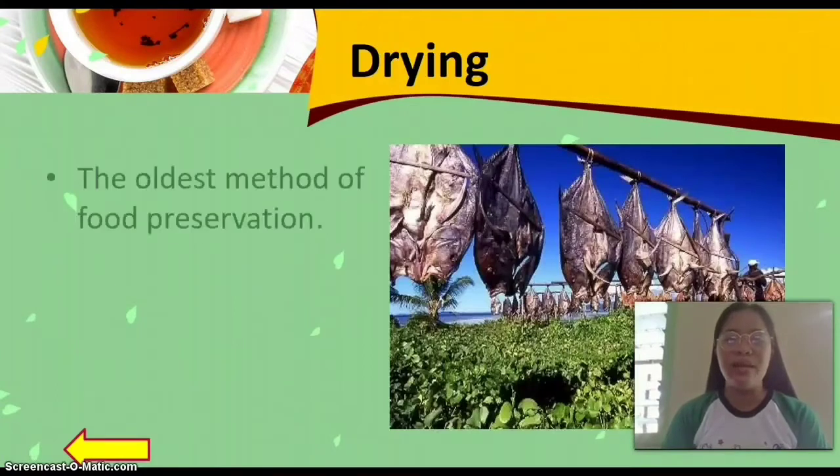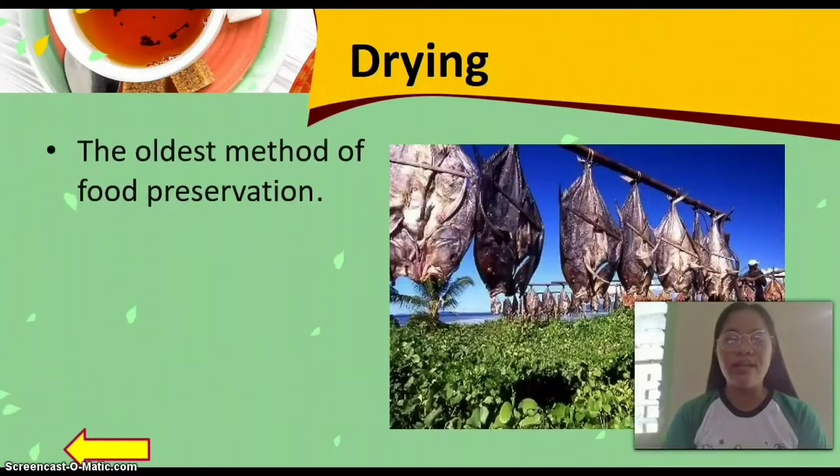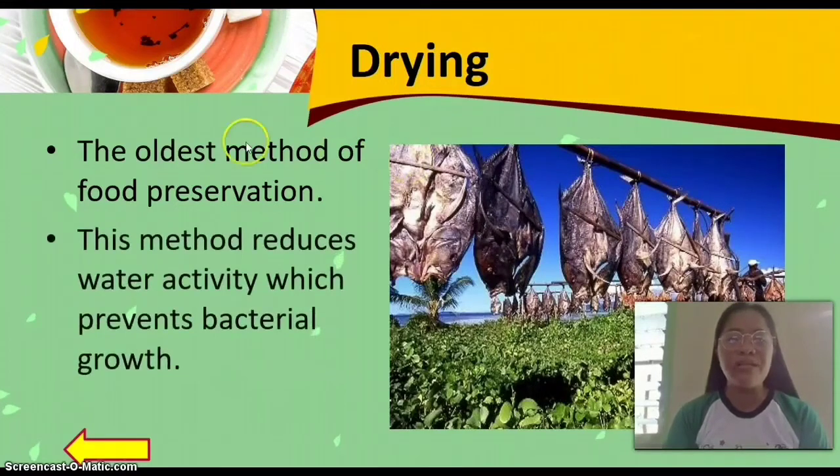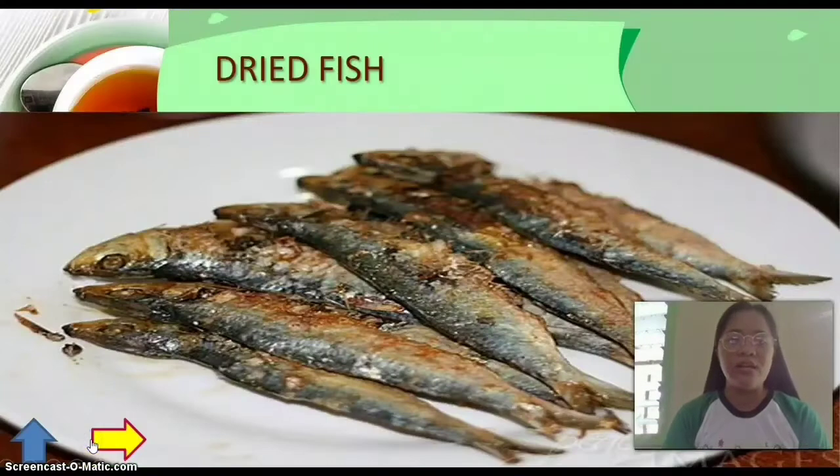Drying is the method which we always use every day. It is the oldest method of food preservation. And the process of drying is you reduce the water activity which prevent bacterial growth through air drying and sun drying. Another example of drying is the dried fish, or locally known as the tuyo.